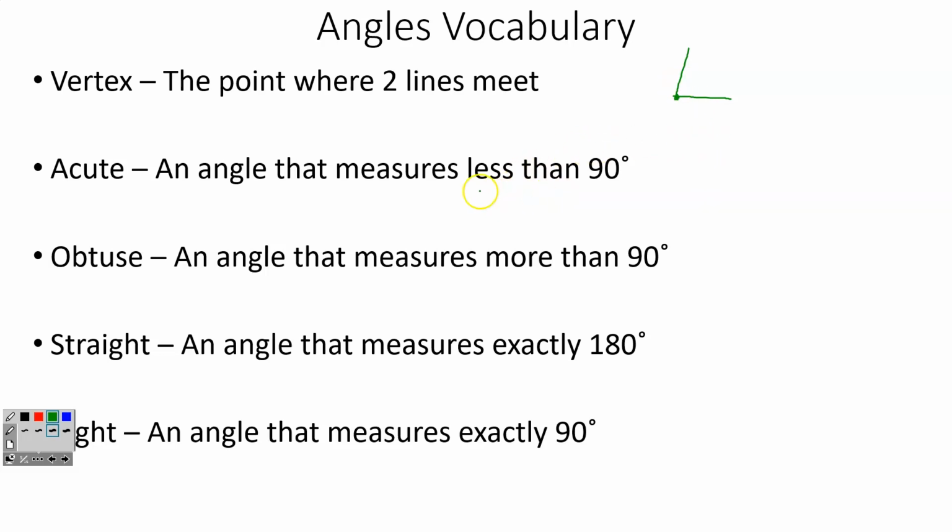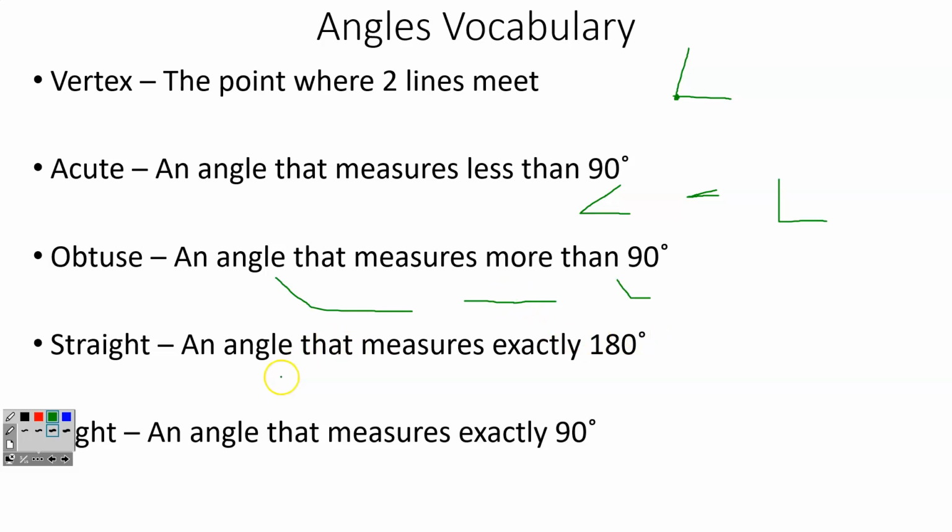Acute angles are angles that measure less than 90 degrees. So they're going to look something like this, something like this, something like this, where it's not quite 90 degrees. All of those could be considered acute angles. Obtuse angles are ones that measure more than 90 degrees. So something like that, something like that, where it's not a straight line. Something looks like that. Those are all obtuse angles.